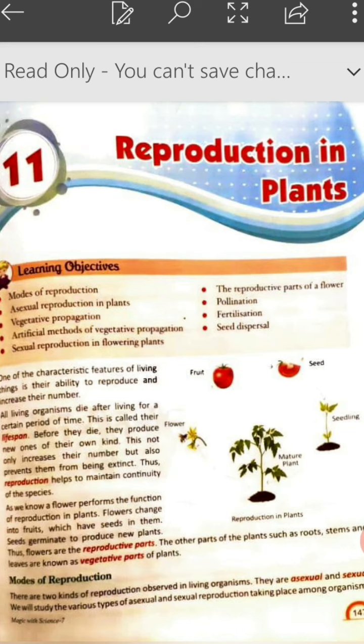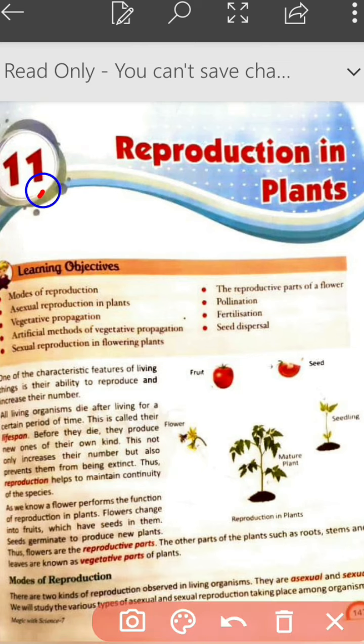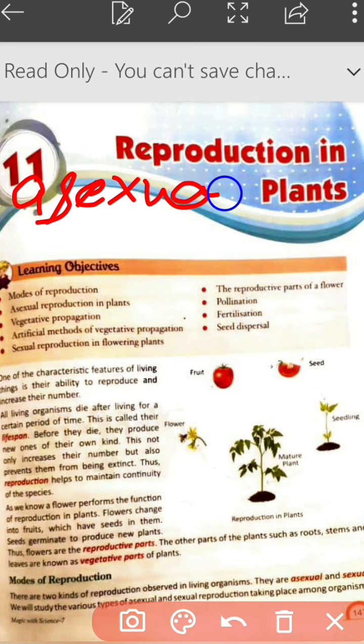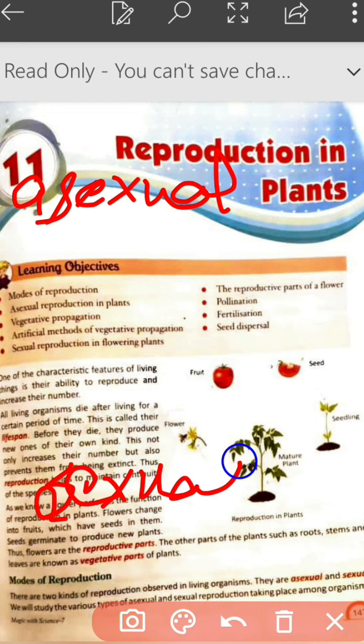So there are two modes of reproduction which are asexual and sexual reproduction. So what is the difference between asexual and sexual reproduction? The main difference between asexual and sexual reproduction is this.